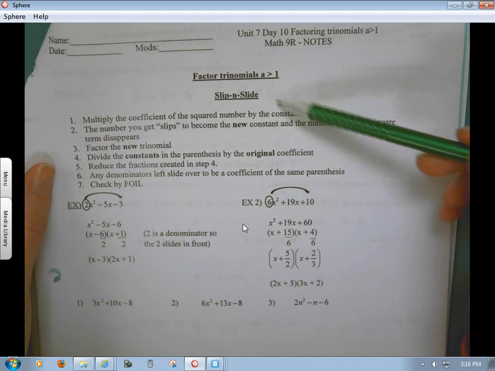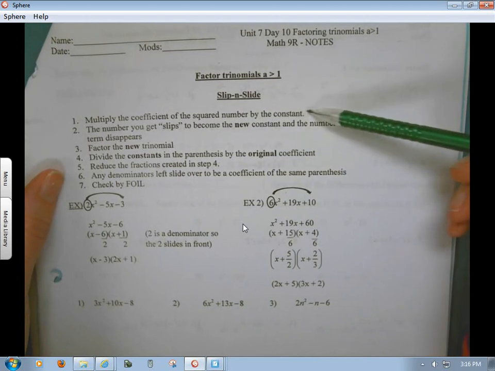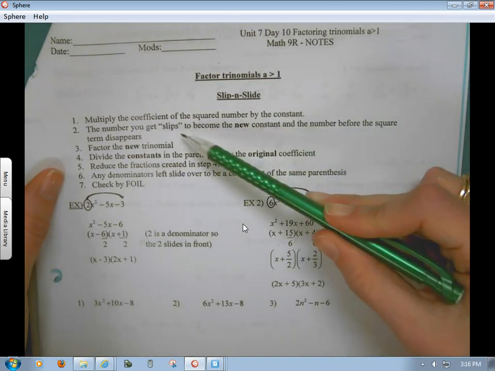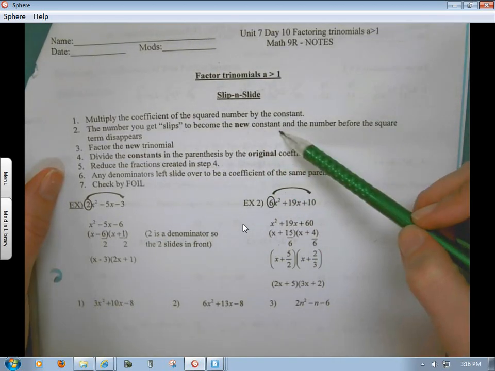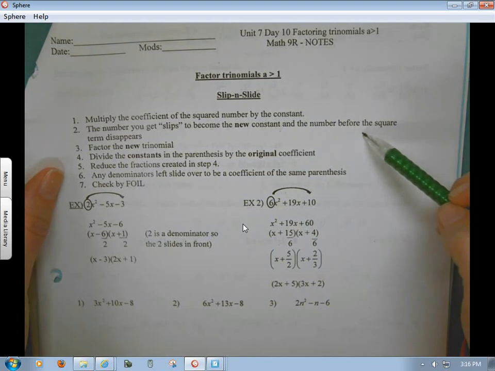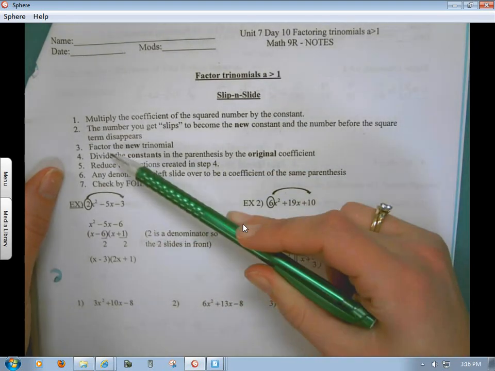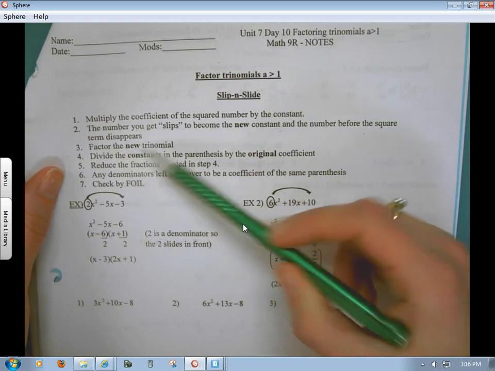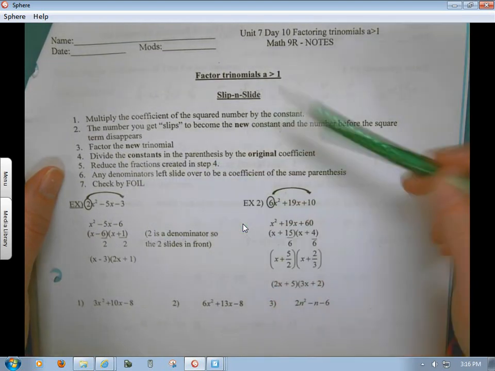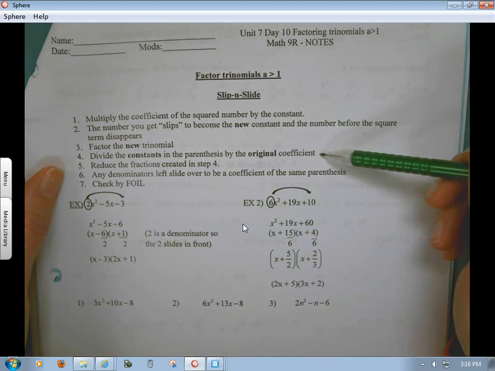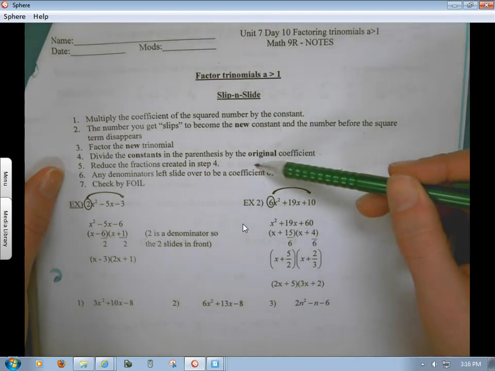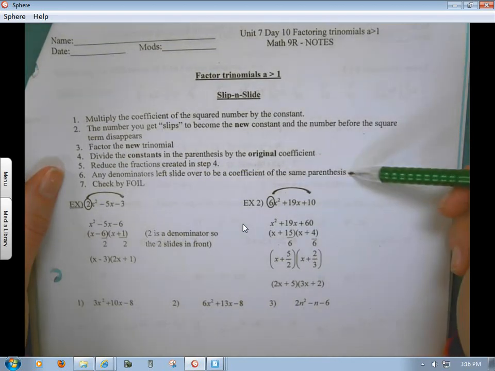First, you multiply the coefficient of the squared number, or your lead coefficient, by the constant. Then that product slips to become the new constant, and the number before the square term disappears. So you slip it to the back. Okay? Then factor the new trinomial. Divide the constants in the parentheses by the original coefficient. Reduce the fractions created in step 4. Any denominators left slide over to be the coefficients of the same parentheses, and then check with FOIL.